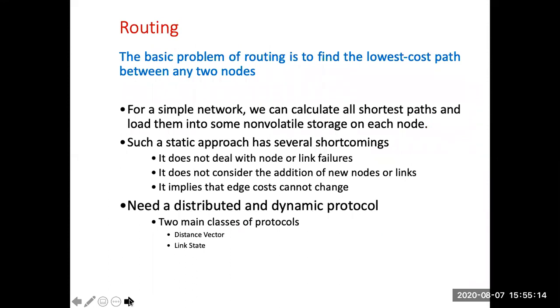First of all, we will see what routing is. The basic problem of routing is to find the lowest cost path between two nodes. As we know, routing is basically finding the best path. So how do routers maintain their routing tables, or find the best path between two nodes? They try to find the lowest cost path between the two nodes.